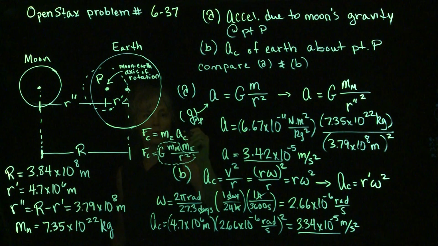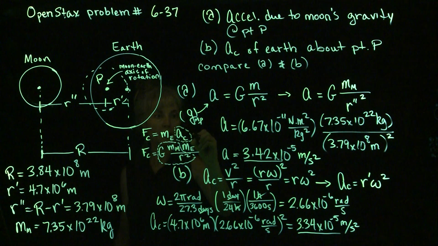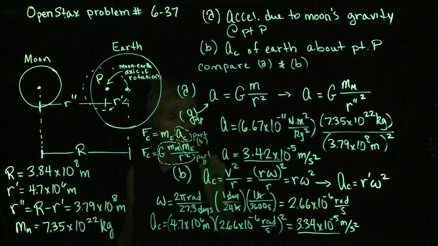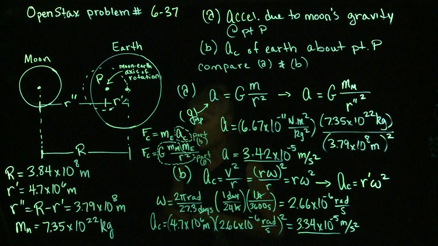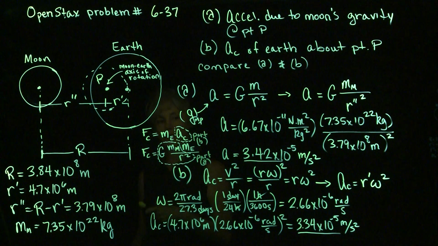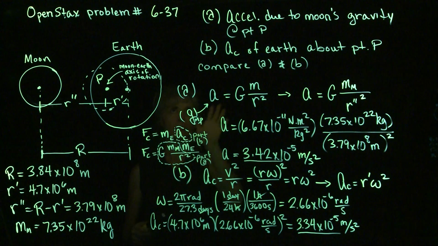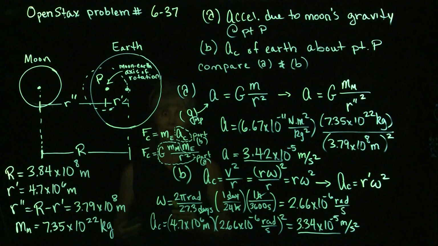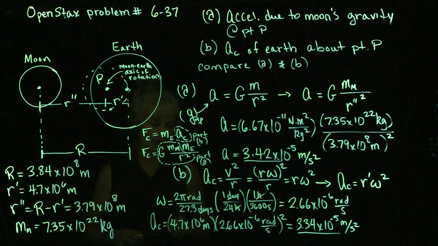So we can see that this quantity right here is the acceleration due to the moon's gravity at point P. And so this acceleration, which we calculated from part B, and this acceleration from part A should be very similar to one another because the force of gravity is supplying the centripetal acceleration in this particular case. So this is an example of how we can apply some of the things that we've learned to, of course, a real-life scenario as all this stuff describes.